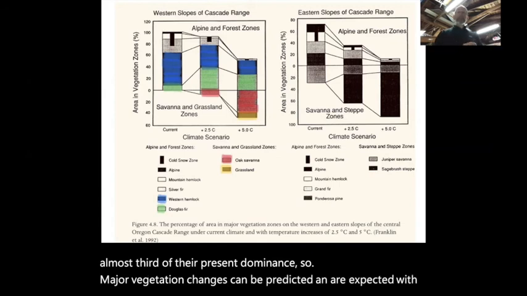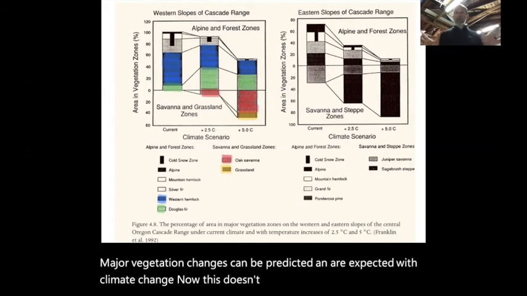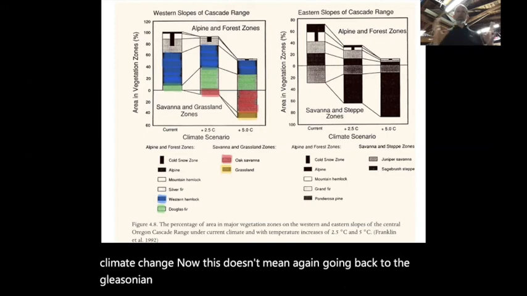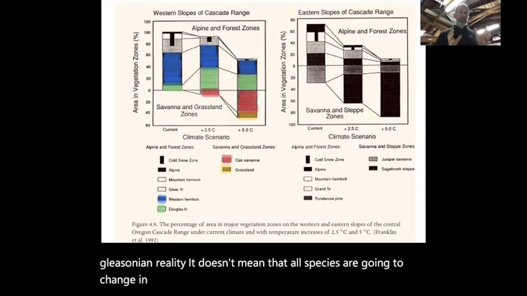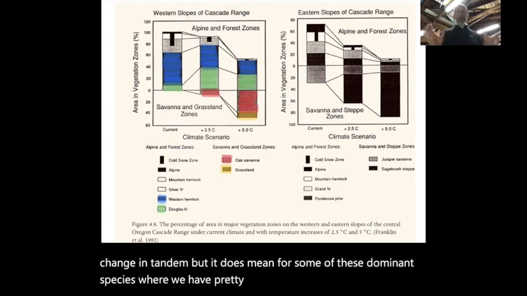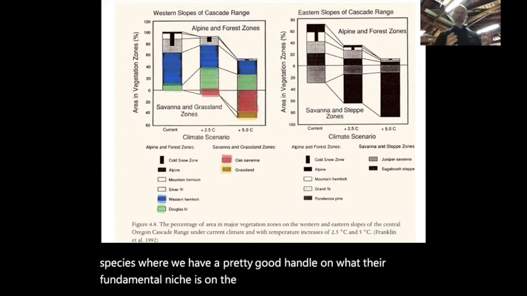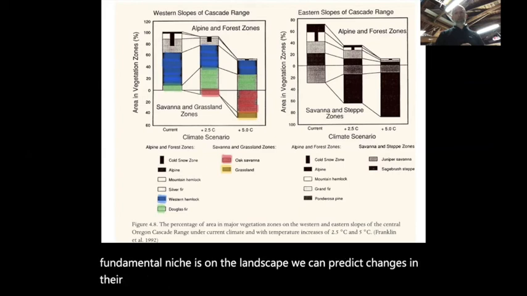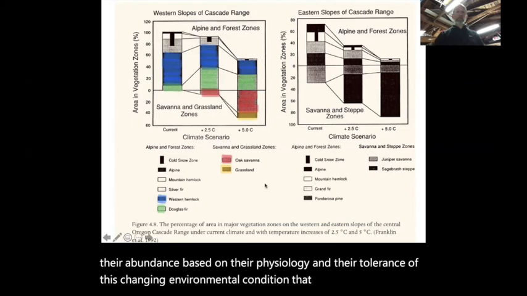Now, going back to the Gleasonian reality, this doesn't mean that all species are going to change in tandem, but it does mean for some of these dominant species where we have a pretty good handle on what their fundamental niche is on the landscape, we can predict changes in their abundance based on their physiology and their tolerance of this changing environmental condition that is our climate, moisture, and temperature.